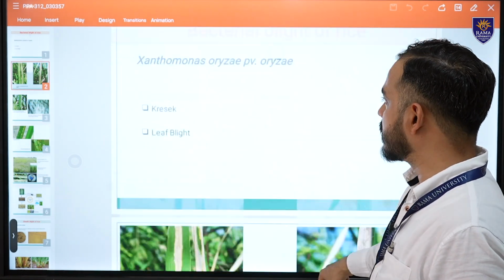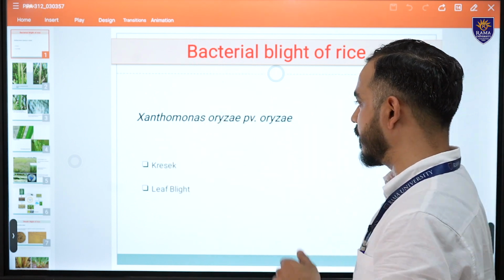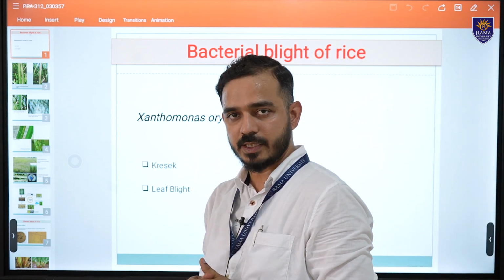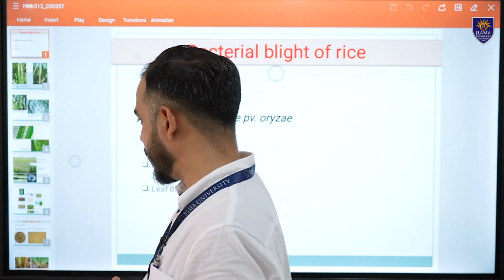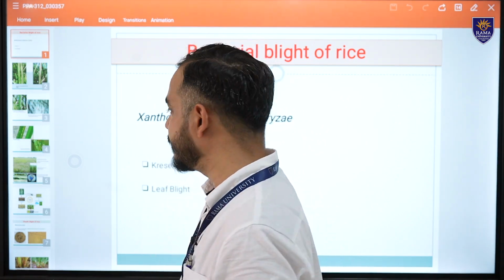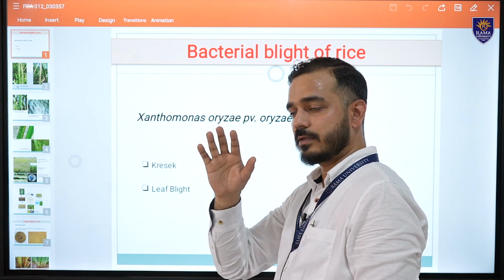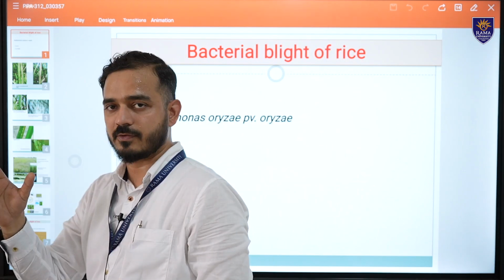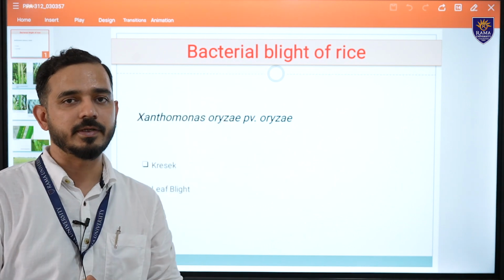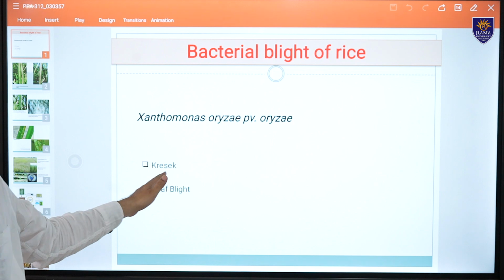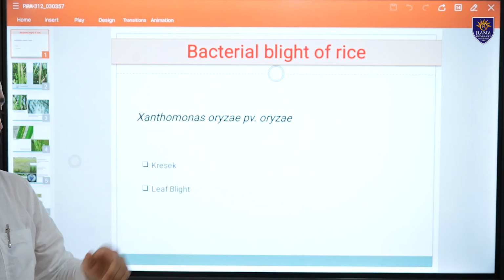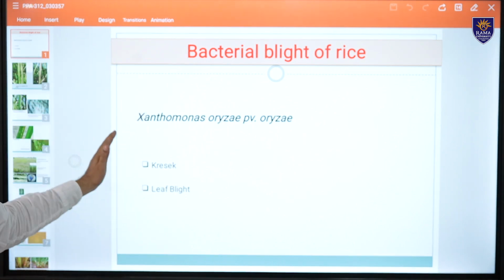bacterial blight of rice. This is a major disease in India and other tropical countries where rice is cultivated. The pathogen is rod shaped, gram negative, with a single polar flagellum; most plant pathogenic bacteria are gram negative. The pathogen produces two kinds of symptoms, you only have to remember this. The kresek phase is a very frequently asked question in competitive exams: what is the kresek phase? The kresek phase is related to the disease bacterial blight of rice, which is caused by the bacterium Xanthomonas oryzae pathovar oryzae, and the second phase is leaf blight.